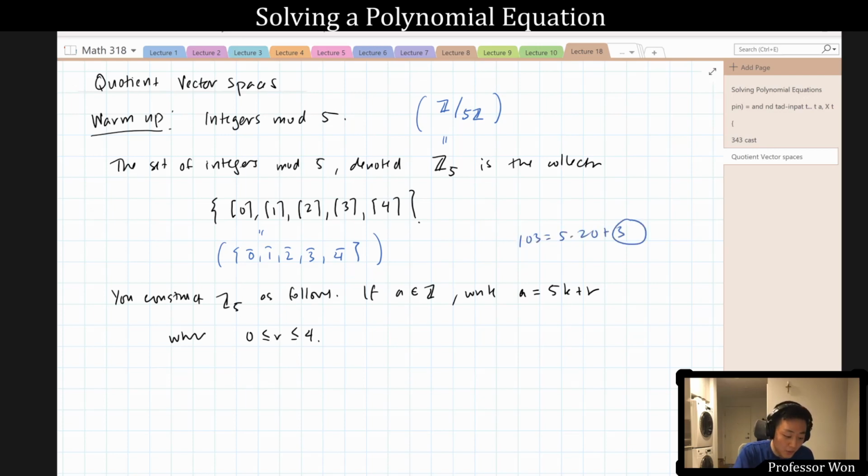And you can make this remainder between 0 and 4 inclusive. Okay, and this remainder is unique, and if a is equal to 5k plus r, then we write a is congruent to r mod 5. This is read, a is congruent to r modulo 5. Okay, it's the same thing as saying that a minus r is a multiple of 5.